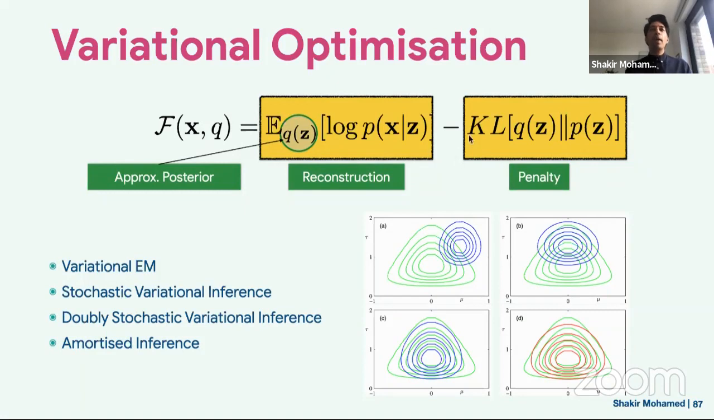So there are many ways of doing this optimization to help us find the tightest bound and the best Q that's possible. There's several algorithms: the variational EM algorithm, stochastic variational inference, you have doubly stochastic methods, there's amortized methods. And somehow I'm going to try and go through all of these, although our time is running out and I've severely overestimated the slides for today.